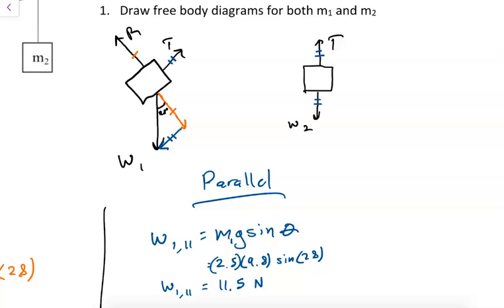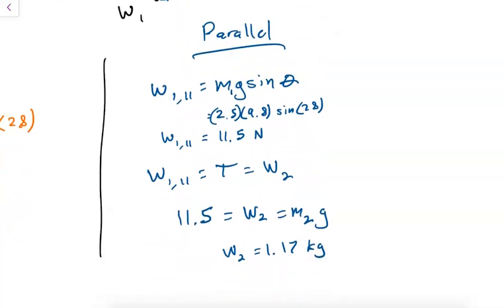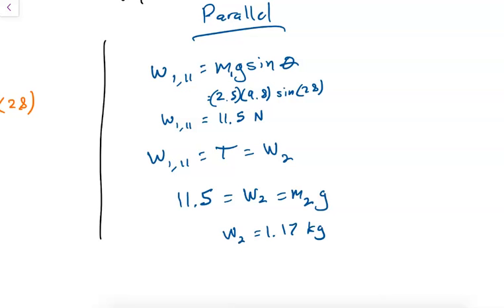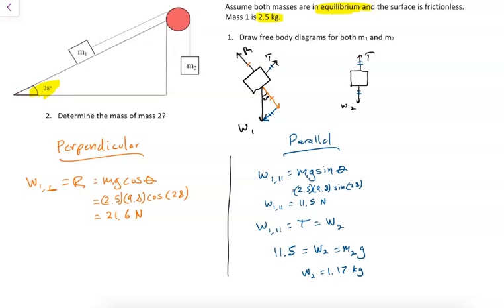So I do that: m1g sine theta. And then using my free body diagrams, I know that the force of gravity acting on mass 1 is equal to the tension force, which is equal to the weight of mass 2. So I can say the parallel component is equal to tension, is equal to the weight of mass 2, and the weight of mass 2 is equal to m2g, and I can end up finding out the mass of mass 2. And does it make sense that mass 2 should have less mass?